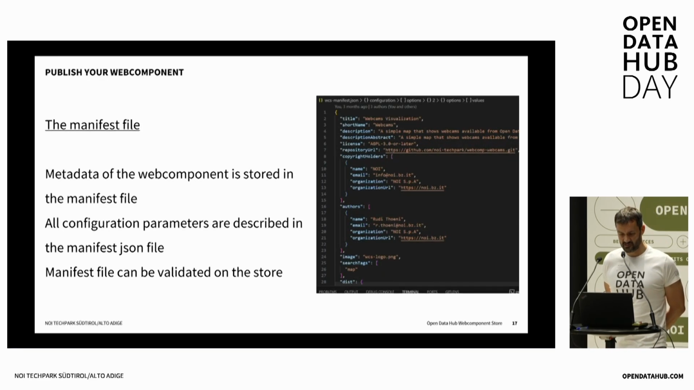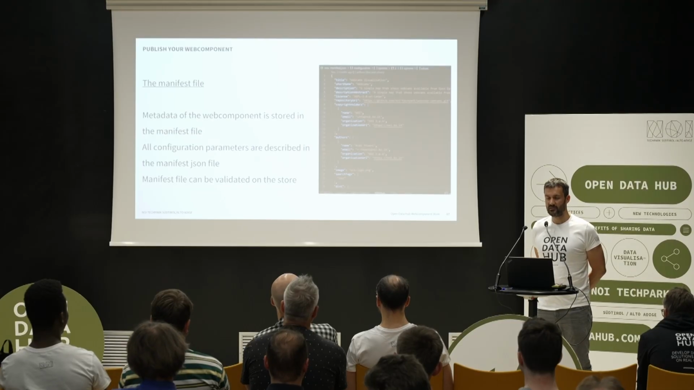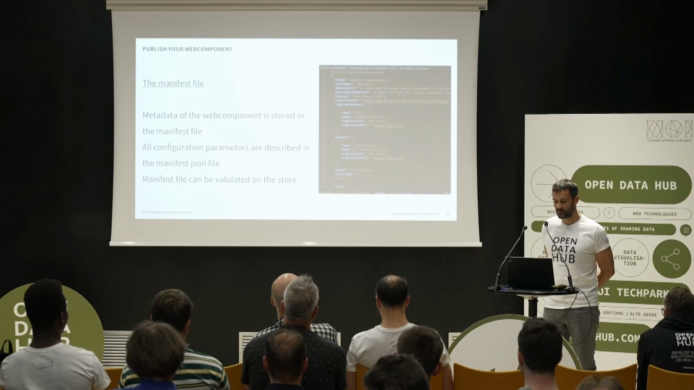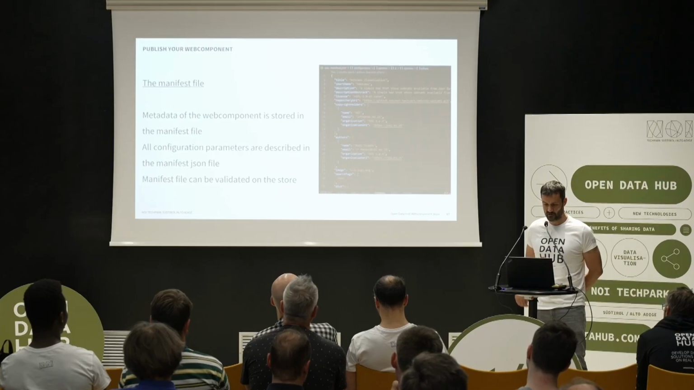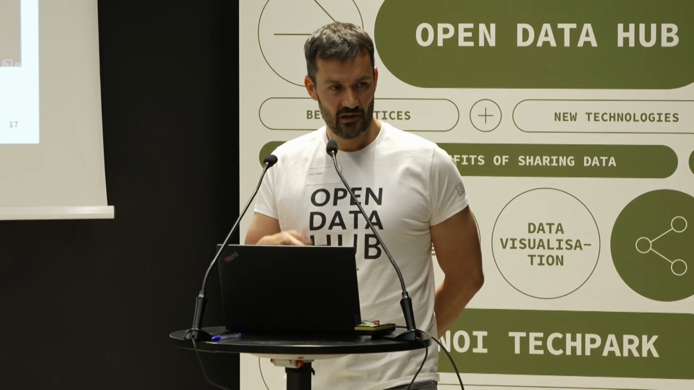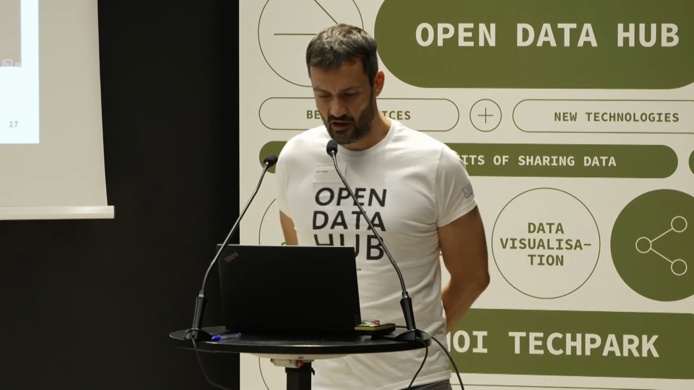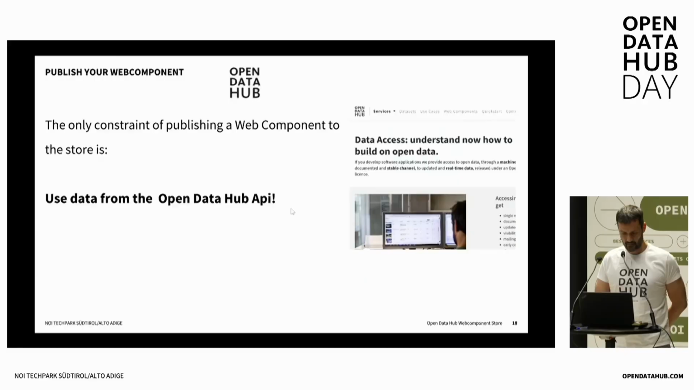How is the information stored for the web component store? There's a manifest file, and it contains all the metadata of the web component, and all configuration parameters are described in this manifest JSON file. There is also an online validator on the web component store where you can validate this manifest file to check that everything is working as it should. It's needed to configure the web component directly on the store.